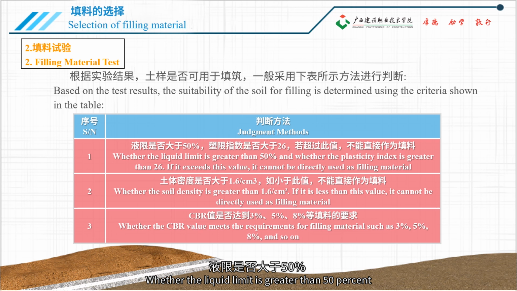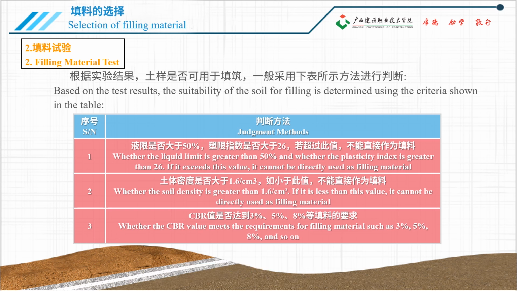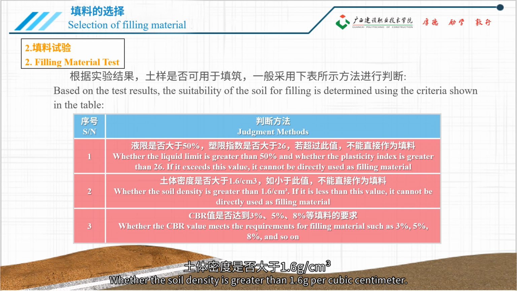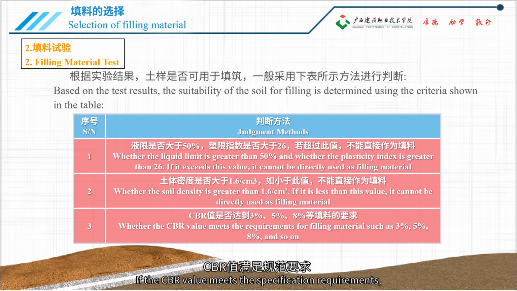Whether the liquid limit is greater than 50% and whether the plasticity index is greater than 26. If it exceeds this value, it cannot be directly used as a filler. Whether the soil density is greater than 1.6 grams per cubic centimeter. If it is less than this value, it cannot be directly used as a filler. If the CBR value meets the specification requirements, it can be used for corresponding subgrade filling.